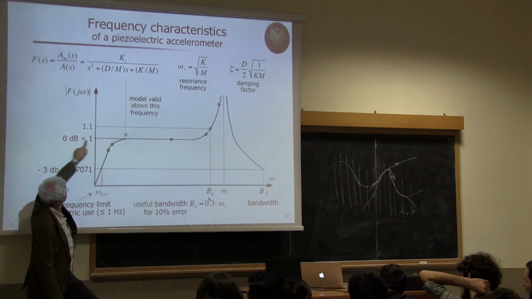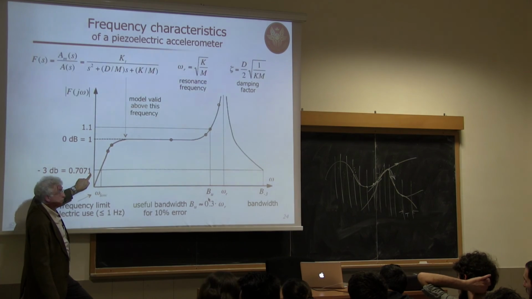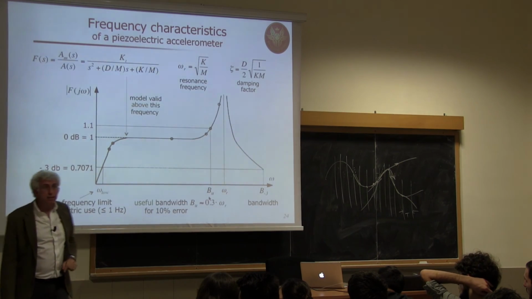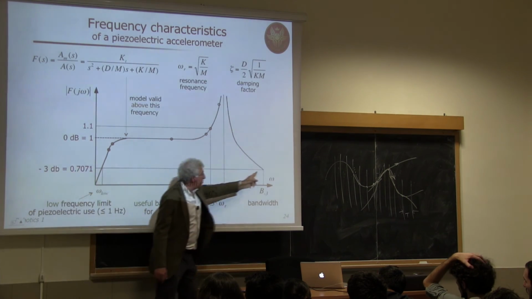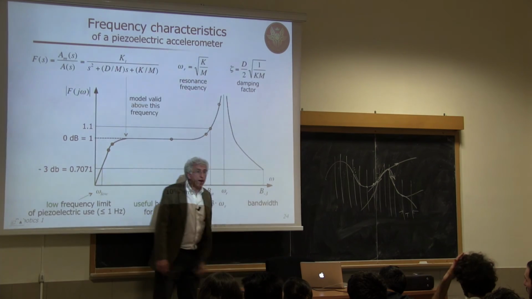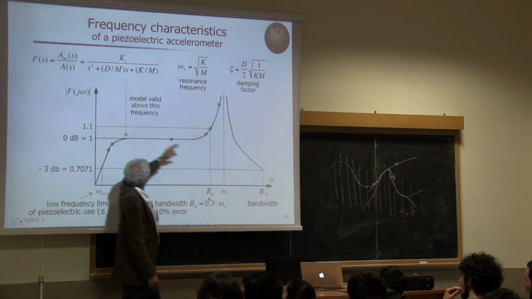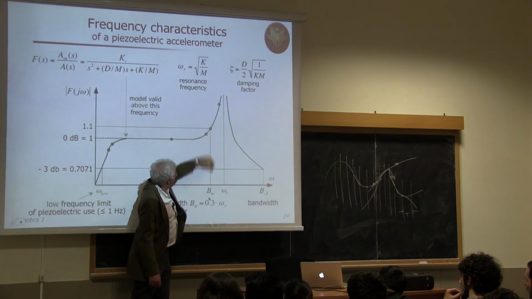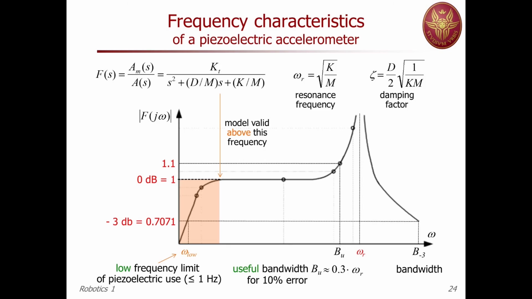So this is 1, and it's 0 dB. This is 1 over square root of 2, so it's 0.7071. It's minus 3 dB. So this is the typical bandwidth. But because you have here a large resonance in these systems, the useful bandwidth is computed like this. When you want to have a fidelity up to 10%, you compute the maximum frequency, and this is the so-called useful bandwidth. So you can measure acceleration components up to this frequency.